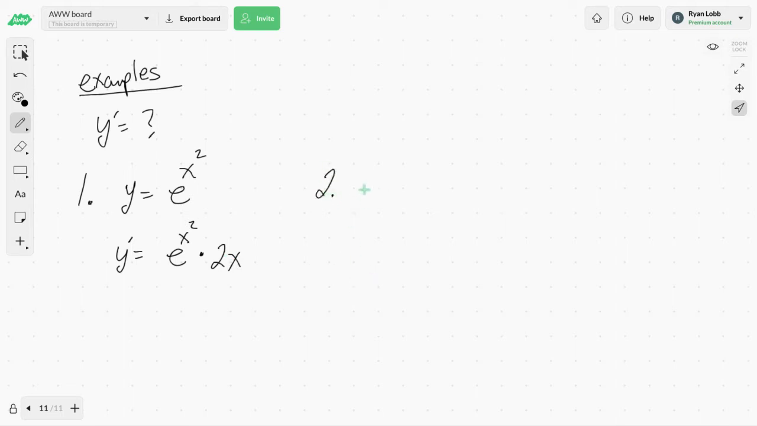Number 2, y equals e to the x cubed plus 3x. What's the derivative of y equals e to the x cubed plus 3x? Well, not a whole lot different. What's the e to the u, e to a power? It's going to be e to the power, so e to the x cubed plus 3x, then times the derivative of that exponent, x cubed plus 3x, which is what?